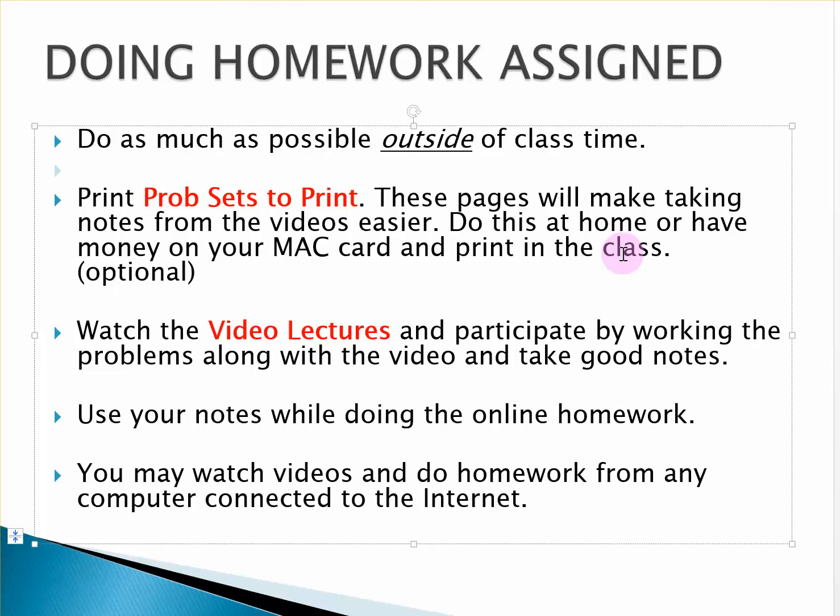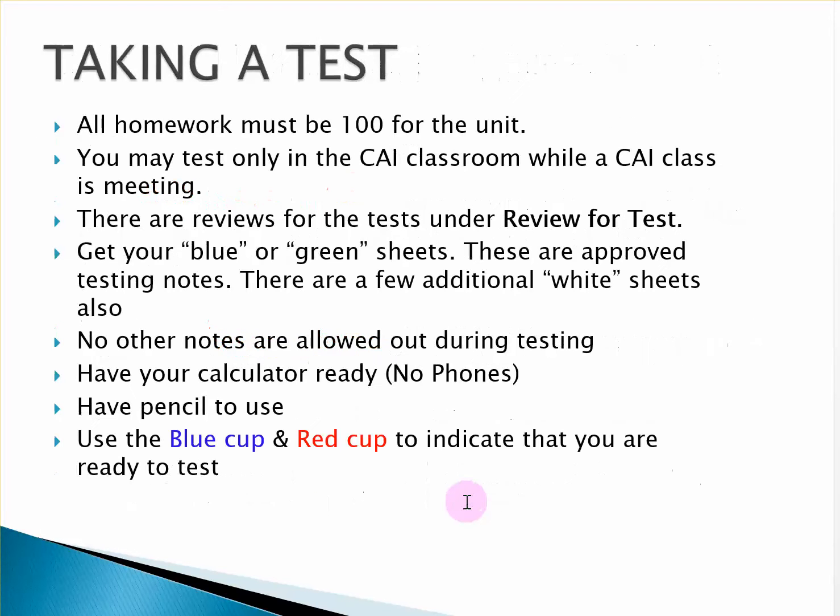Watch your video lectures and participate by working the problems along with the video. Take good notes. Use your notes while you're doing your online homework. You may watch the videos and do homework from any computer connected to the internet. Once you've done that and all of your homework for a particular unit is 100, then it's time to take a test, post-test. You may test only in the CAI classroom while a CAI class is meeting. There are reviews, and we recommend that you work through those before you test.